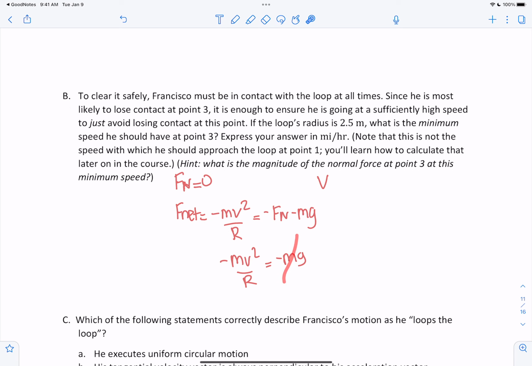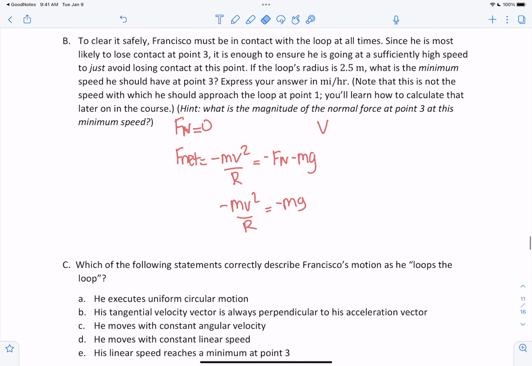Negatives cancel out, masses cancel out as well. So you're left with, once again, like I said earlier, a really common equation to get. You're going to be left with v is equal to root rg, right? Because we multiply over the r, and then take the square root. V squared, square root of that is v. We canceled out the negatives and the m's already. So multiply over the r, v squared equals rg. Take the square root, v is equal to the square root of rg, right?